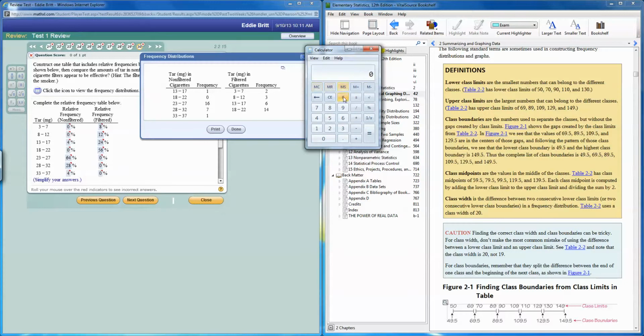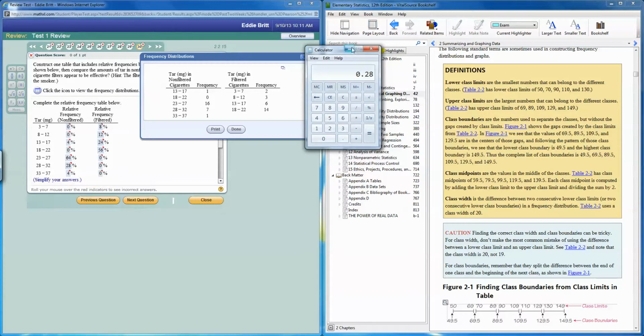7 is the next one. So 7 divided by 25 is 0.28, so that's 28%. And then the last one is 1. We've already figured out that when you have 1 in a class for this one, that's 4%. So that's why they have 4%.